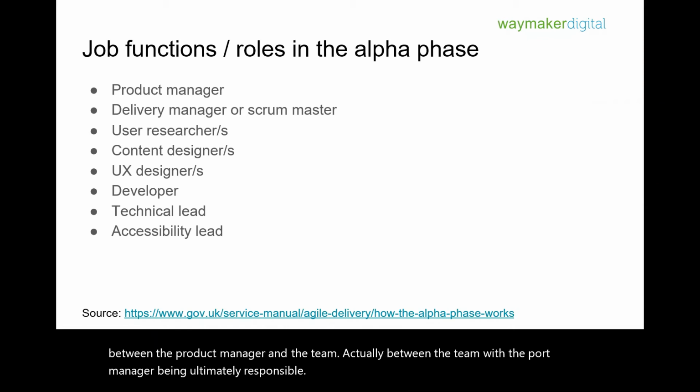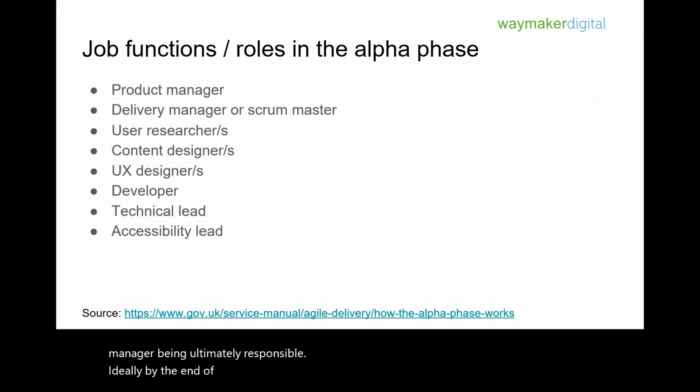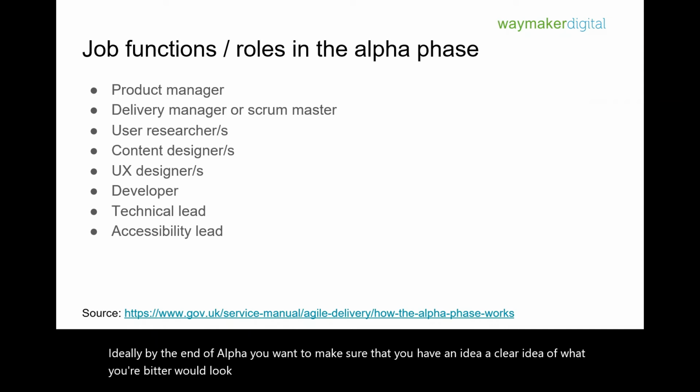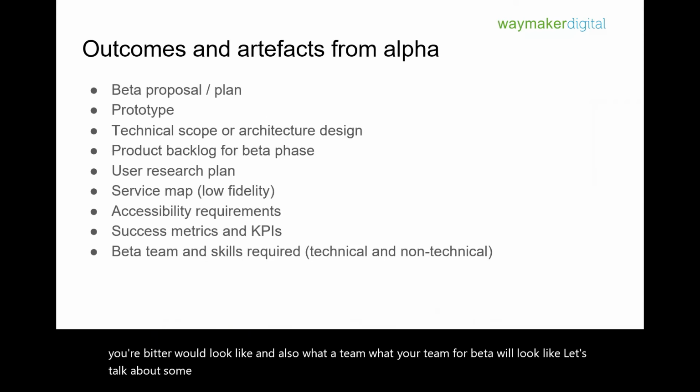Ideally, by the end of alpha, you want to make sure that you have a clear idea of what your beta would look like, and also what your team for beta will look like. Let's talk about some artifacts, some outcomes from alpha.